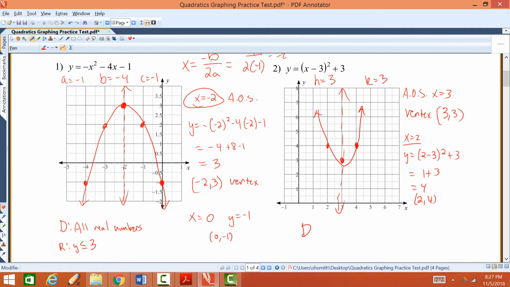Okay, your domain is all real numbers. And your range would be y is greater than or equal to 3, because the parabola is going up this time.